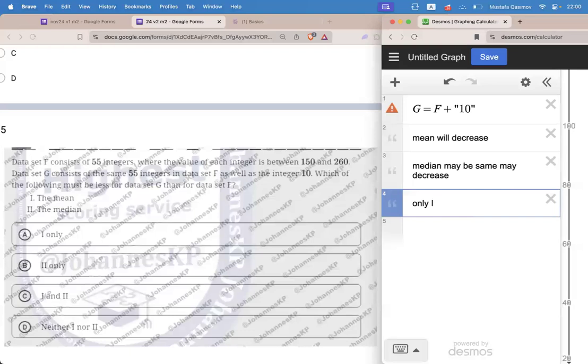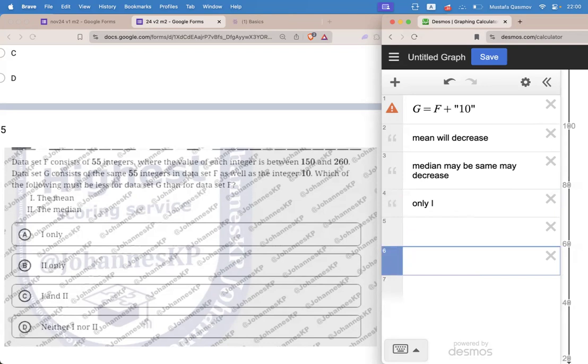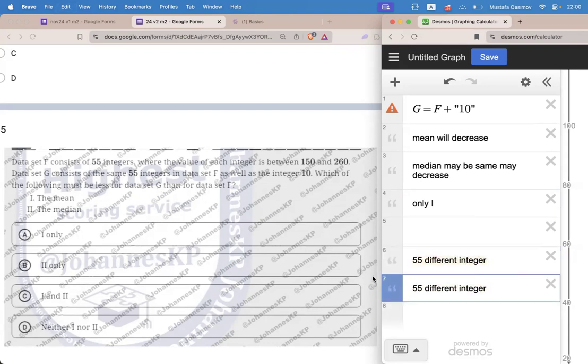Okay, but for example, for this question, when will median decrease? If it says there are 55 different integers, or if it says 55 consecutive integers, do you know the meaning of consecutive? It means ardıcıl, like 1, 2, 3, 4, 5. For this case, median will decrease. But for this case, median may decrease.